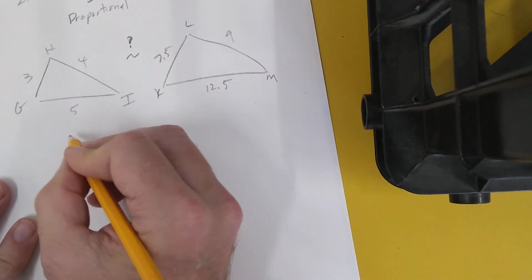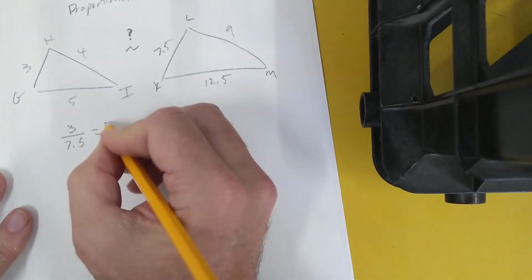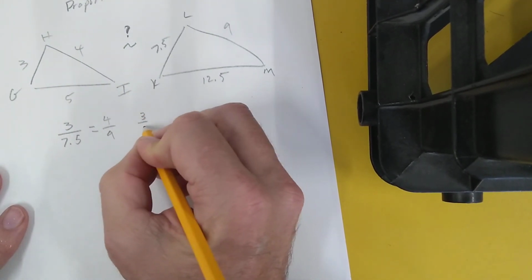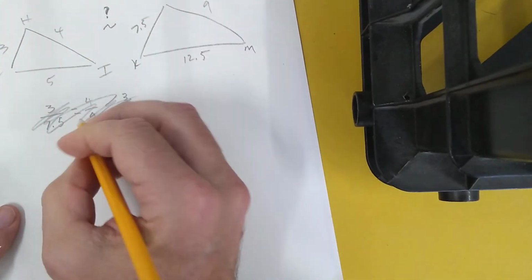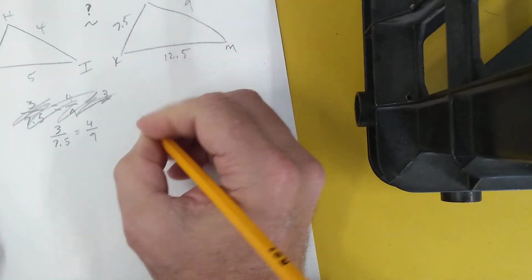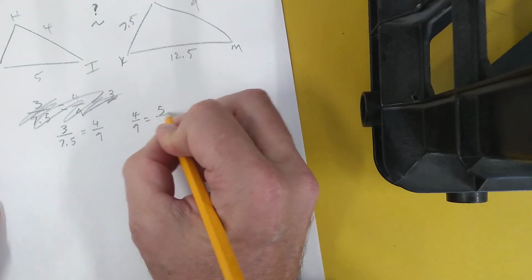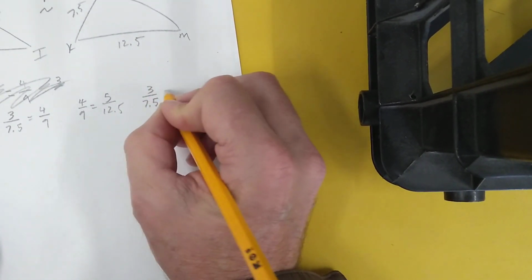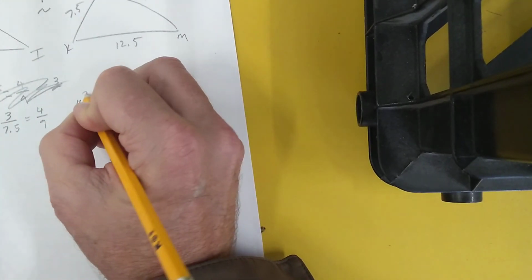Okay, so I'm going to set up, is 3 over 7.5 the same as 4 over 9? Okay, we're going to try it again. 3 over 7.5, small to large, is 4 over 9. And is 4 over 9 the same as 5 over 12.5? And finally, is 3 over 7.5 the same as 5 over 12.5? And I'm going to put question marks on all of these because I'm not sure.